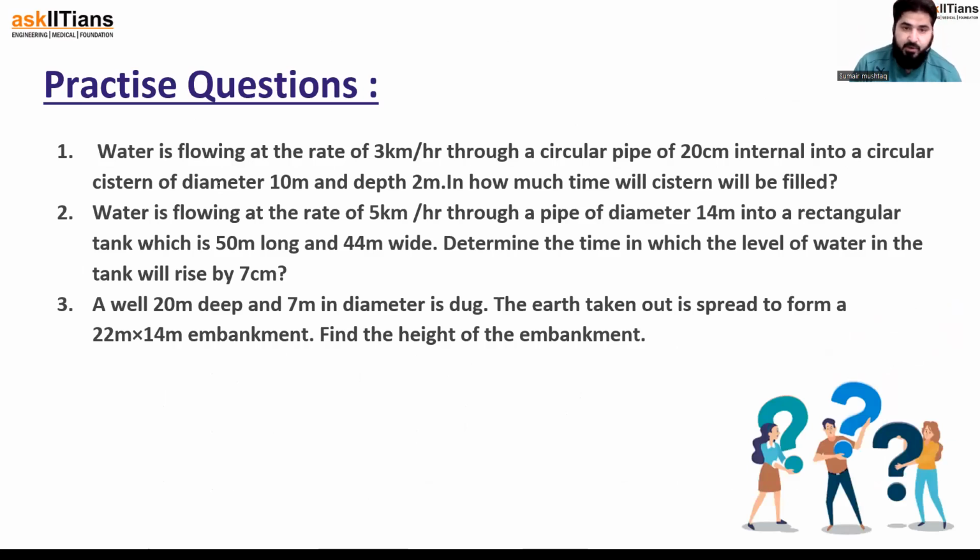These are the three problems that you need to discuss. See, rate is given, internal radius is given, and the diameter is given. How much time? First of all, you will find the volume in 1 hour. Now you will find how much volume the circular tank can take. Divide both things. The same is to be done for this, right?